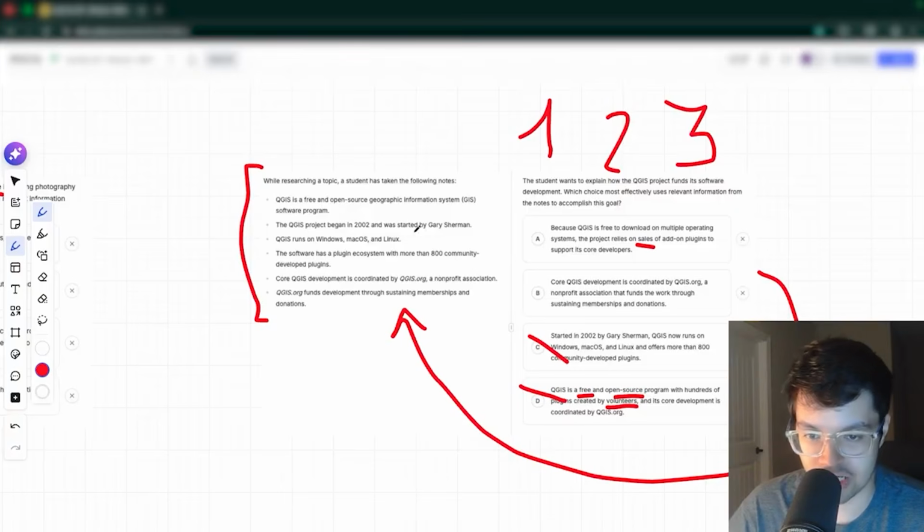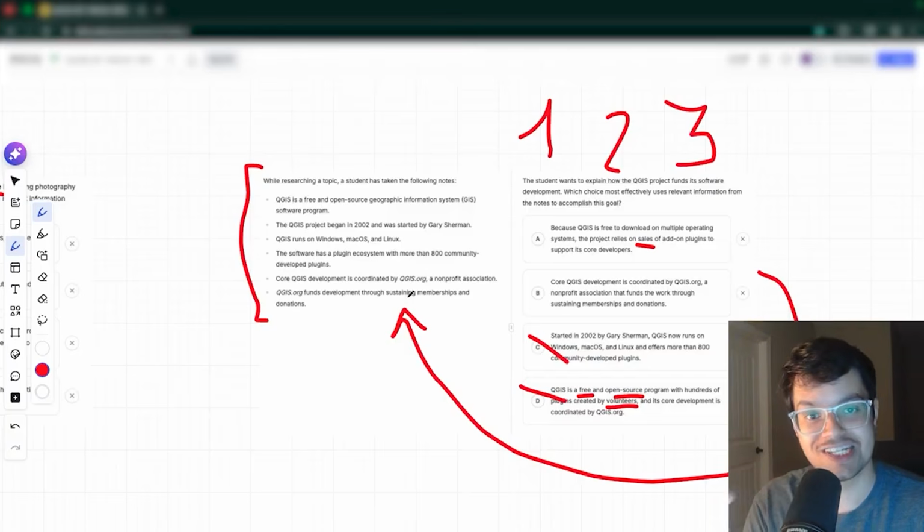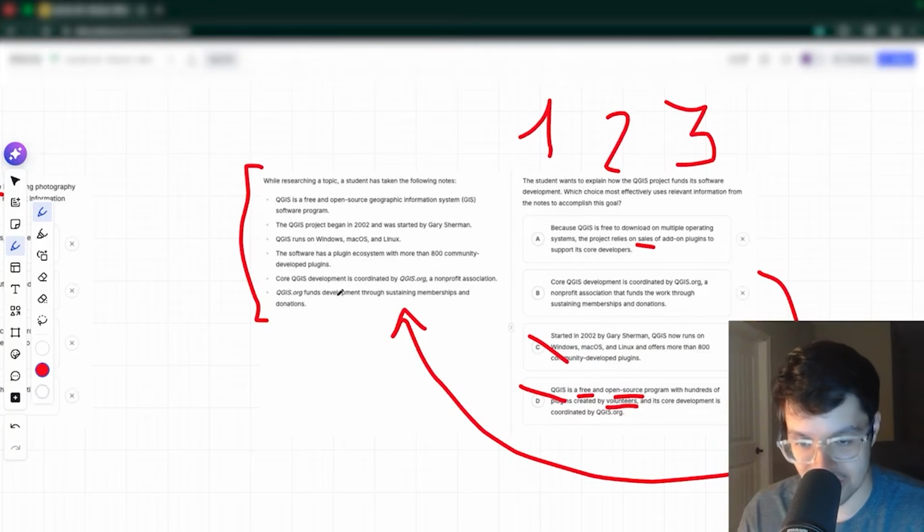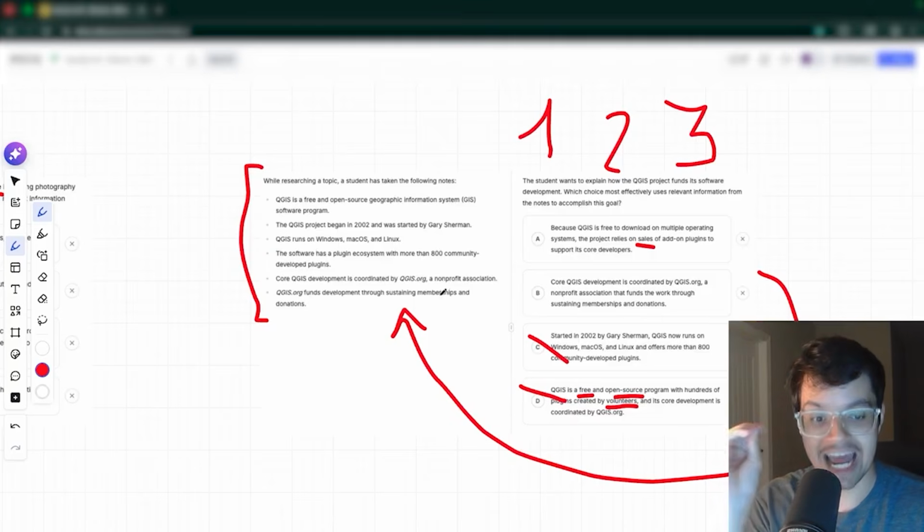QGIS is a free and open source thing. Okay, so it began in 2002. Yeah, it runs on Windows. Okay, the software has a plugin ecosystem of more than 800. Okay, same thing here. Is coordinated by QGIS. Okay, we have one more note. Hopefully this is the note that gives us the right answer. So it funds development through sustaining memberships and donations. Okay, so that is the two things we're looking for.